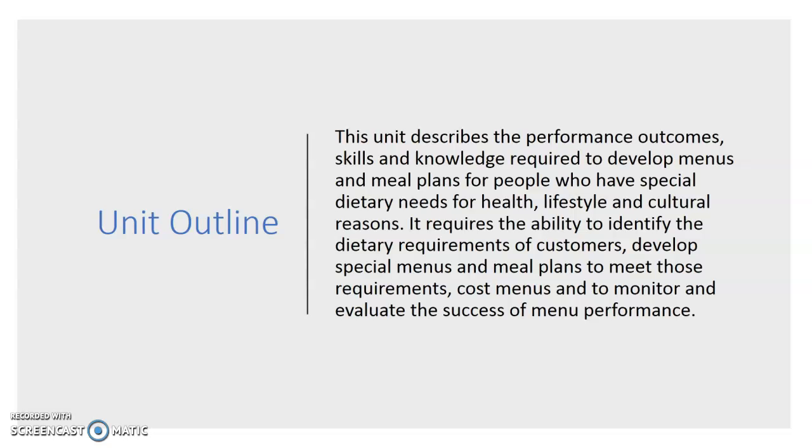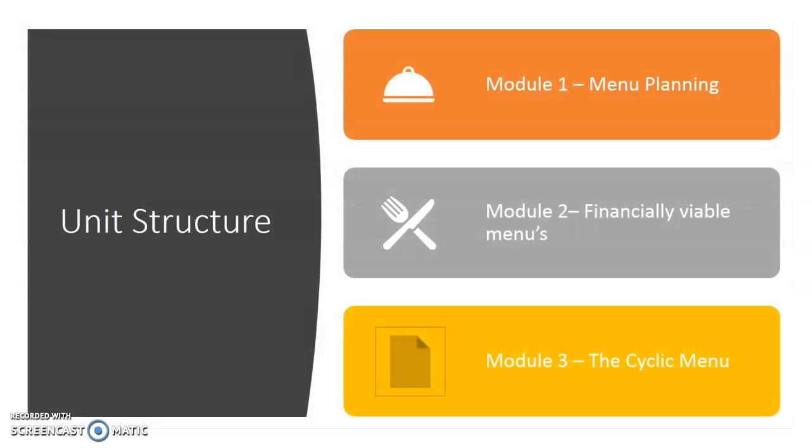Now, the way we're going to teach that is by breaking it into 3 modules. Module 1 will be the menu planning stage, where we'll come up with our dishes, make sure that it's nice and balanced and seasoned. Then Module 2 is going to be making sure those menus are financially viable. And then finally in Module 3, we'll be taking a lot of what we've done, creating a cyclic menu, as well as evaluating the performance of those menus over a long period of time.